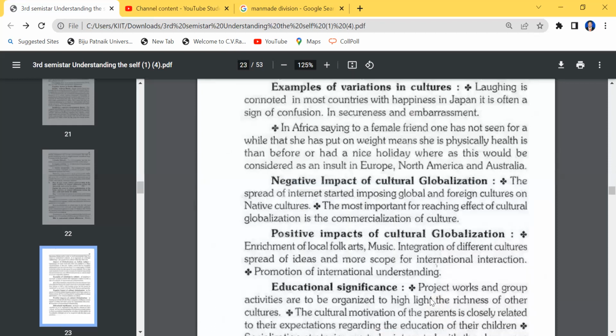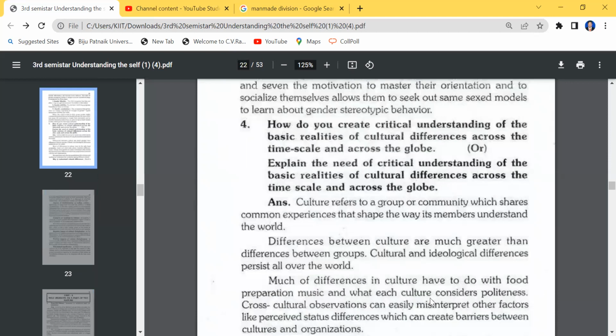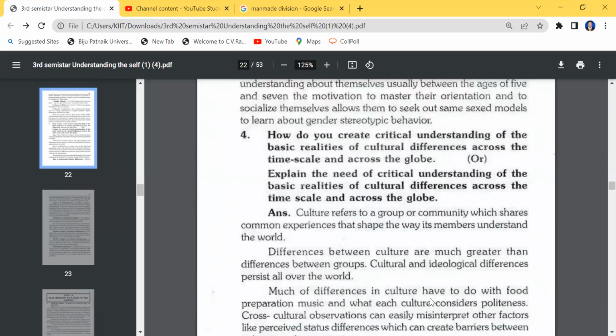Another question: how do you create critical understanding of the basic realities of cultural differences across time and across the globe? Explain the need of critical thinking about the basic realities of cultural differences across time and across the globe.